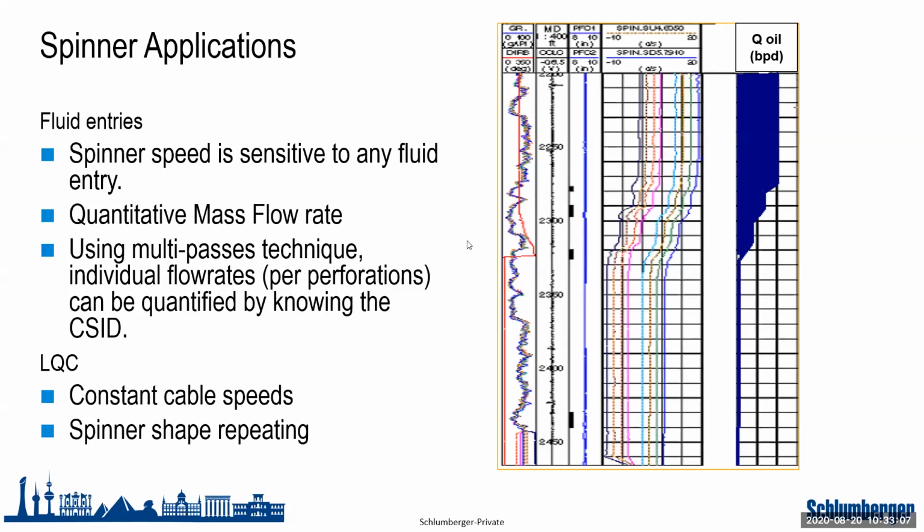As you can see over here, there is the log. This is the production log, and you can see all my spinner passes merged into one log. I can see my down passes and my up passes merged together, and you can see that the spinner response is repeating. It is very important as a quality control. My cable speeds have to be constant, and my spinner profiles have to be repeating.